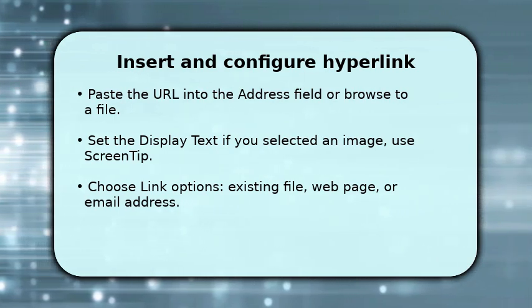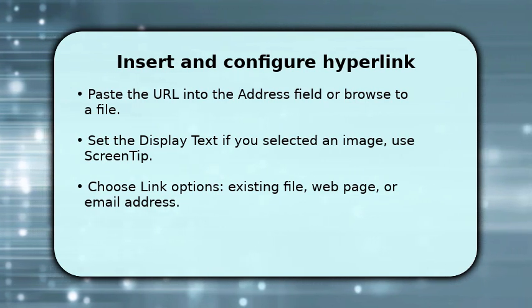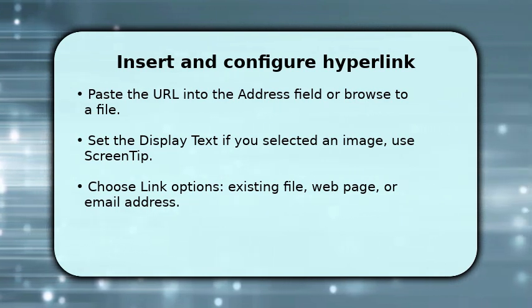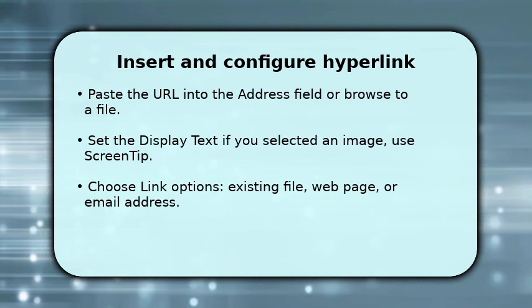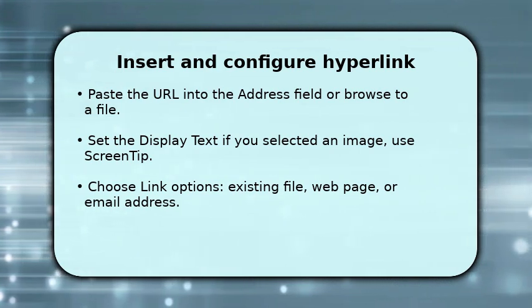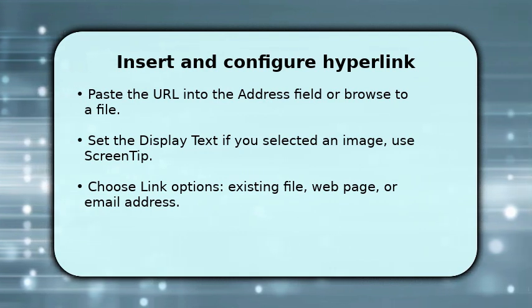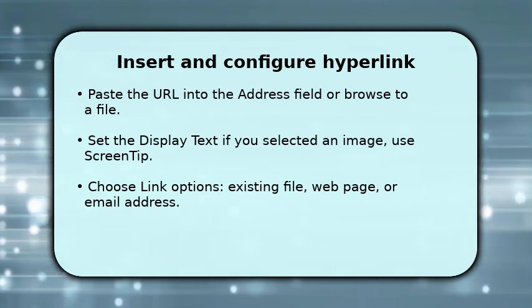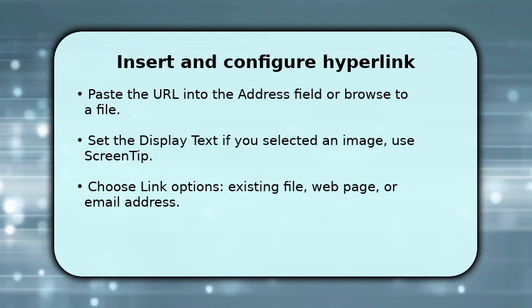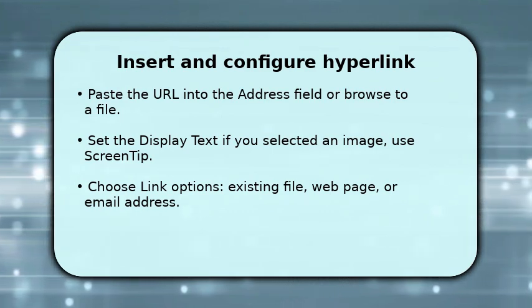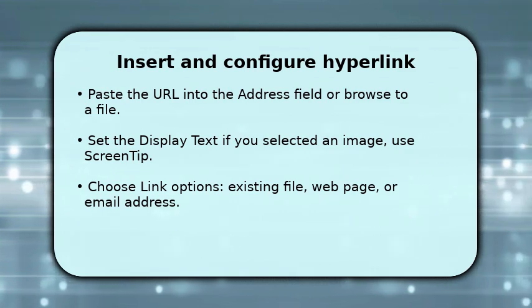If you selected text, check Display Text. Change it only if you want different visible wording. Use Screen Tip to add helpful hover text. This improves accessibility and clarity. For email links, type mailto:, followed by the address. Once configured, click OK. You've created the link, however, continue to check target behavior in the next step.